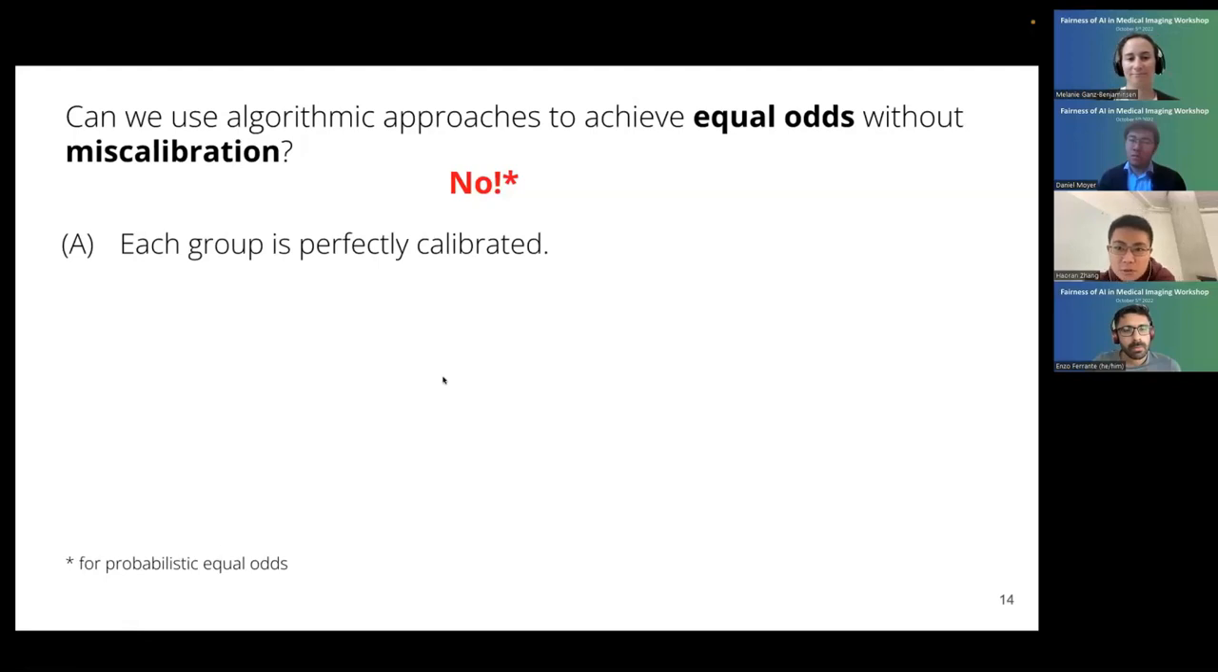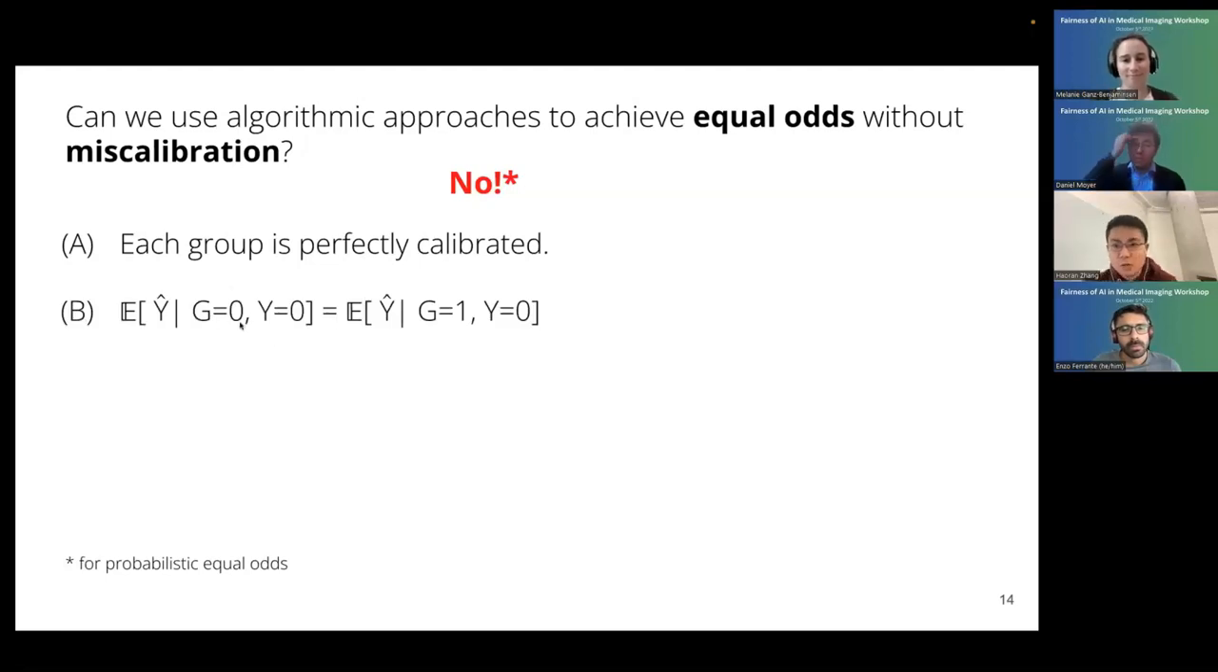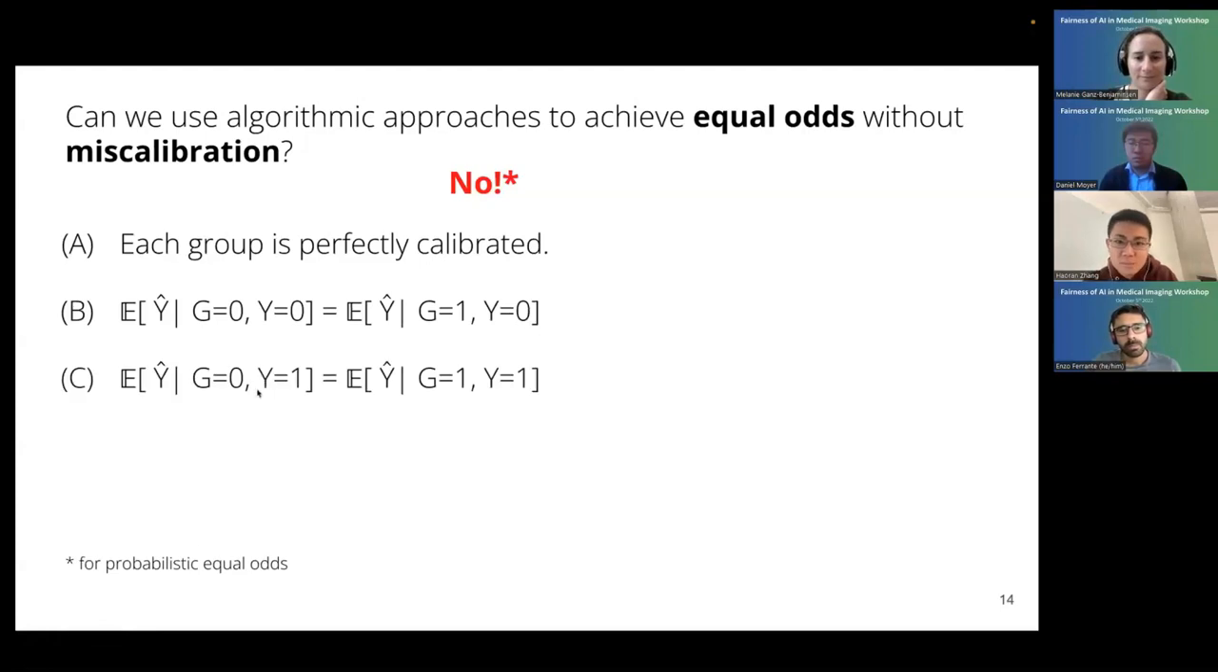So let's consider the following three properties. The first is that each group is well calibrated. The second is that for each group, for the negative labels, we have the same average value of the risk score prediction. Okay, so this is what's known as probabilistic equal odds. It's sort of a probabilistic generalization of the binarized equal odds. And similarly, for the positively labeled samples, we have the same average risk score prediction for both groups.